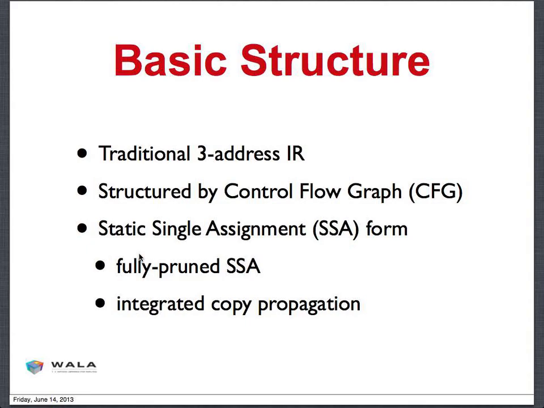So the basic structure of the IR. It's what you might expect from a traditional compiler. It's a 3-address code structured by the control flow graph, so that the instructions are arranged in basic blocks. Compilers 101, and all of the values are in static single assignment form, meaning every value has one assignment and it would possibly make three nodes. And for those of you who enjoy such things, we build fully pruned SSA, we do it right, and we have copy propagation integrated. Fully pruned won't bother you, but with integrated, we'll get back to what copy propagation does to your IR.